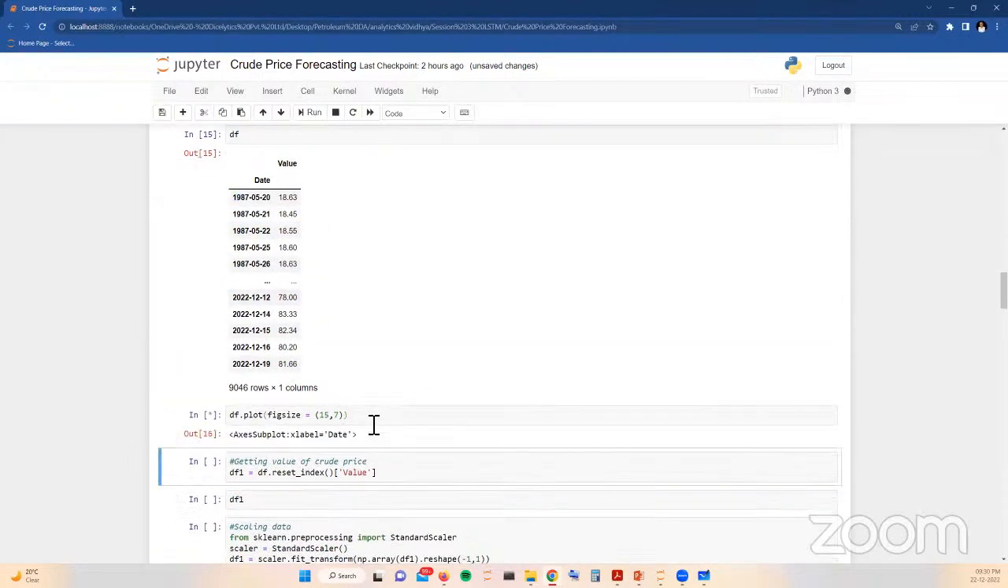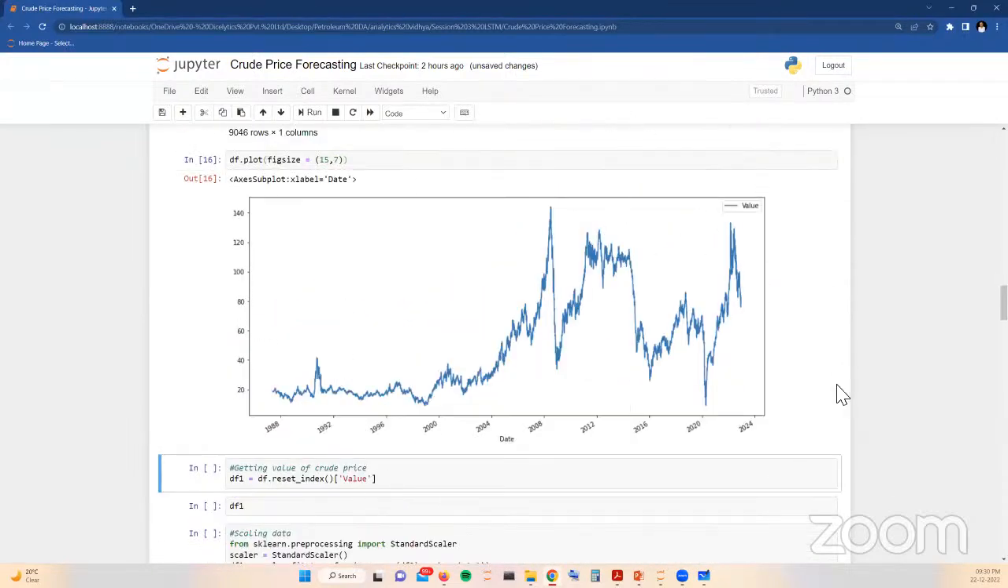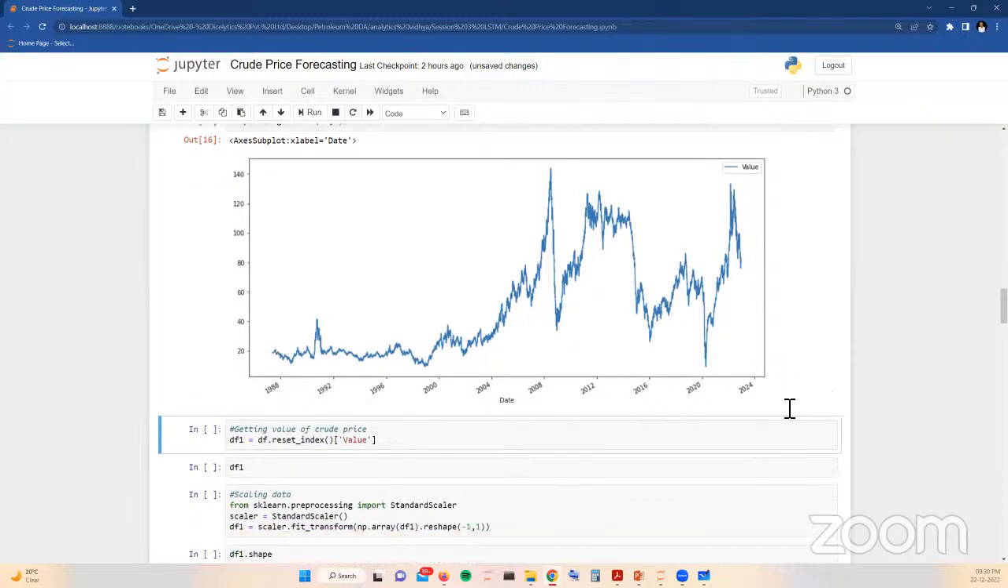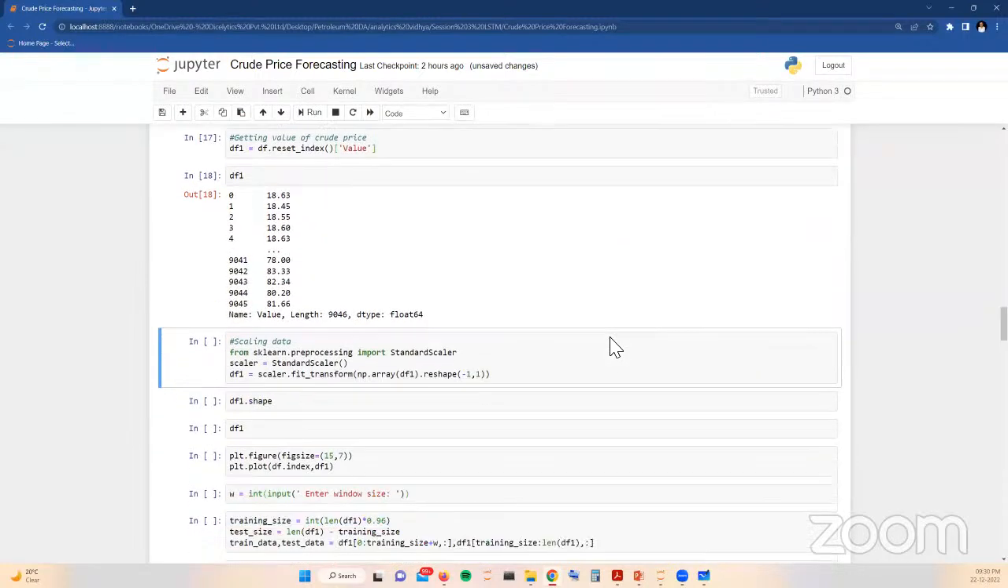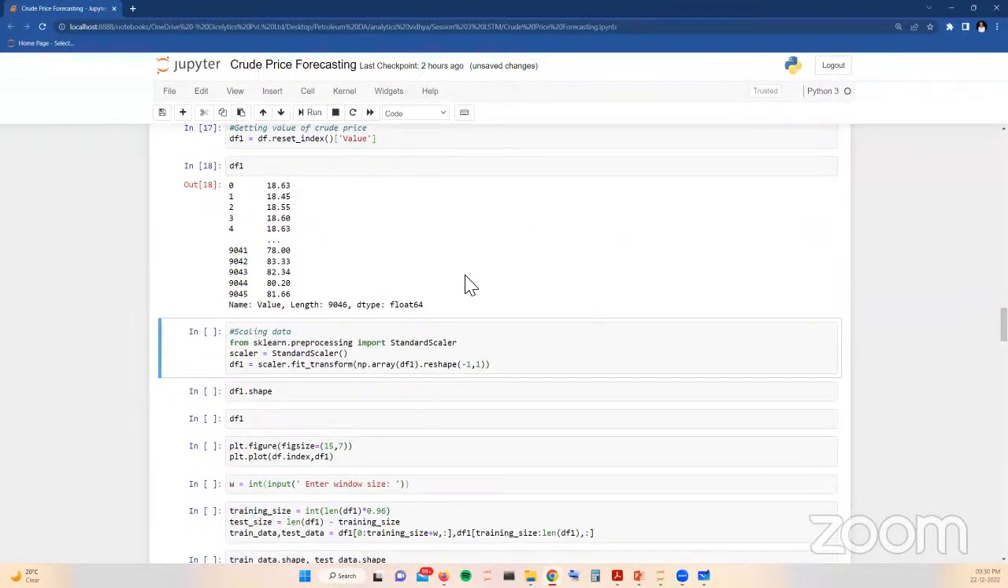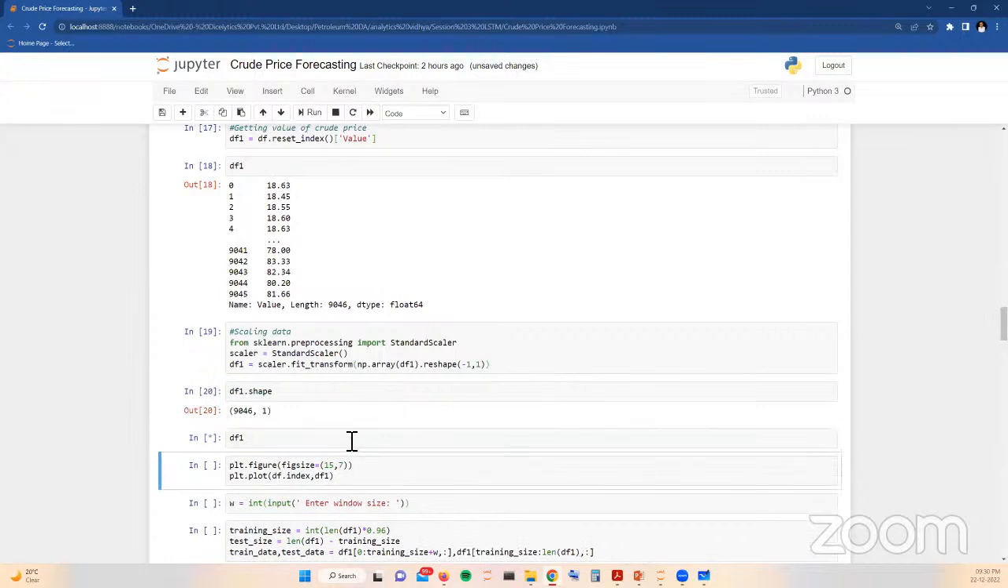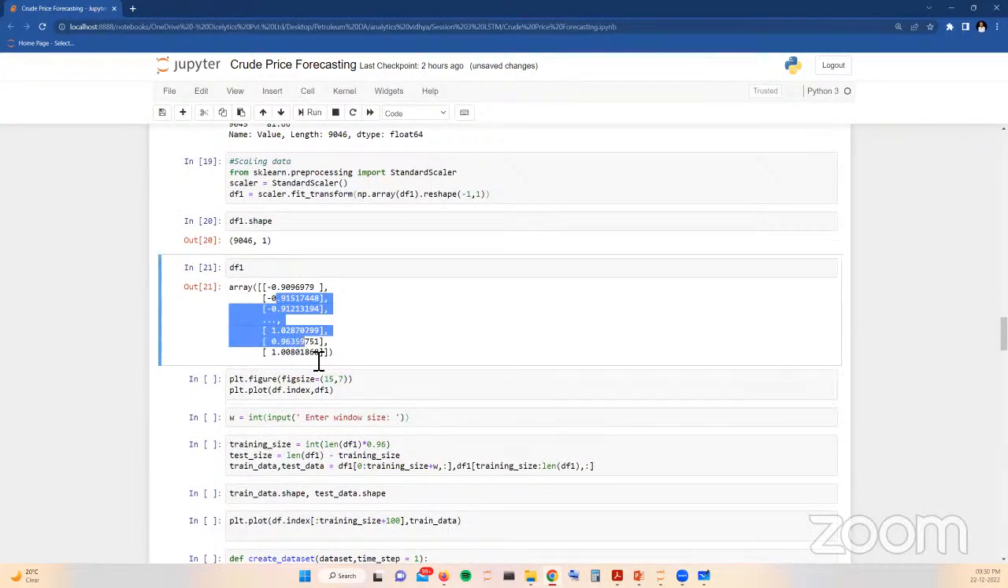Nothing else. Now, first of all, let's plot. So this is my time series, looking like this. Now let's get the value of crude only. I'm storing this particular series inside the variable df1, my crude values only. Now we will be scaling the data because neural networks are very sensitive to scales. So I'm using a standard scaler from sklearn for scaling my data and storing it again. So this is my scaled version of the data.